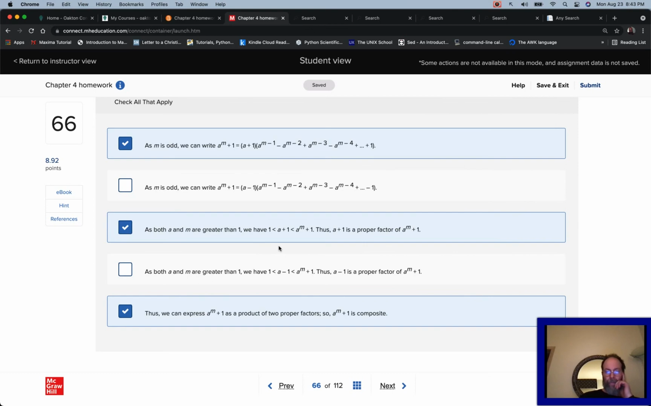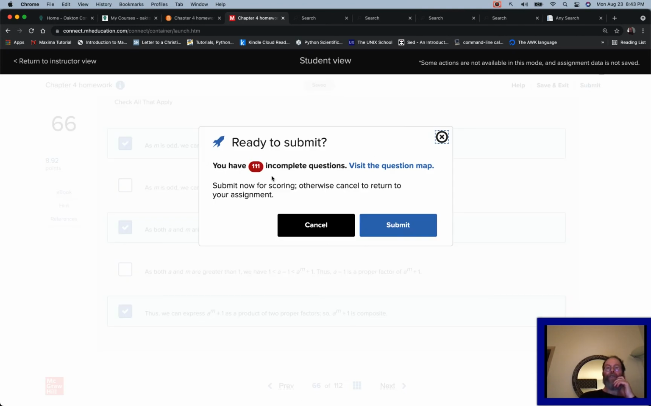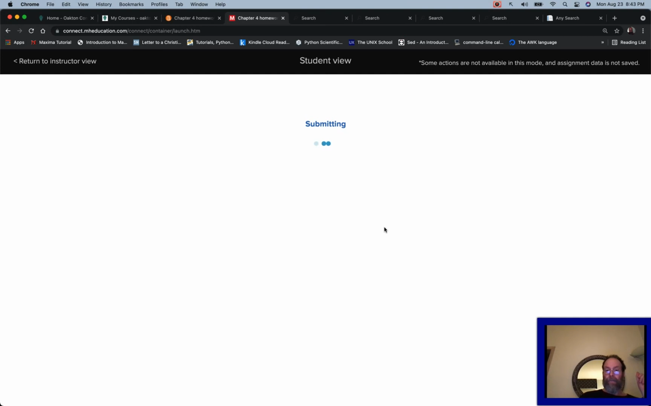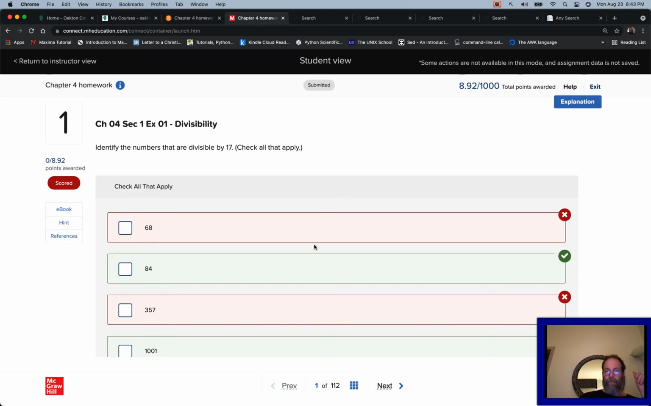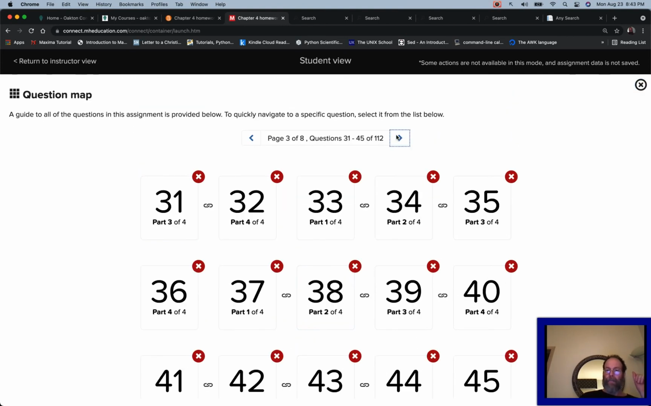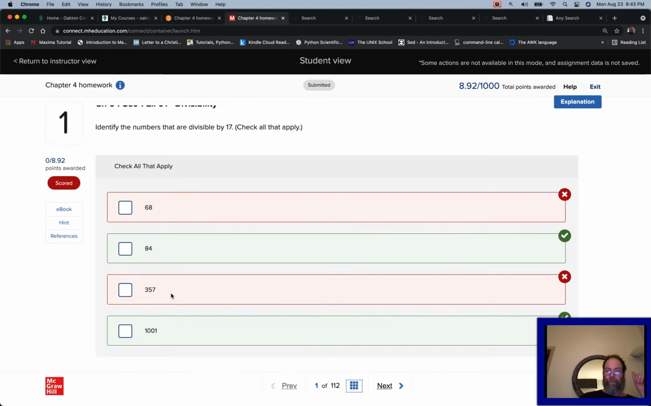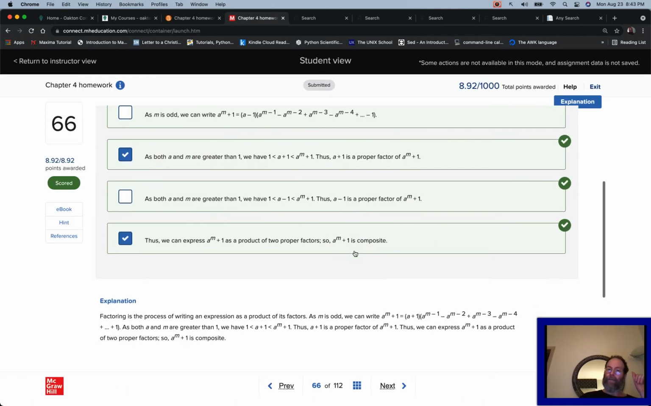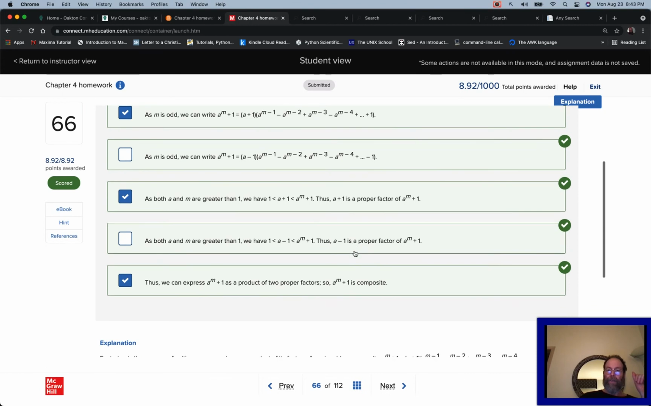I should be able to check my answer. Okay, let me submit this. You have 111 incomplete questions. Yes, I know. So everything else will be marked wrong, but 66 should be correct. Okay, so everything should be wrong except 66, because that's the problem I just worked on. And 66 is correct. Looks good.